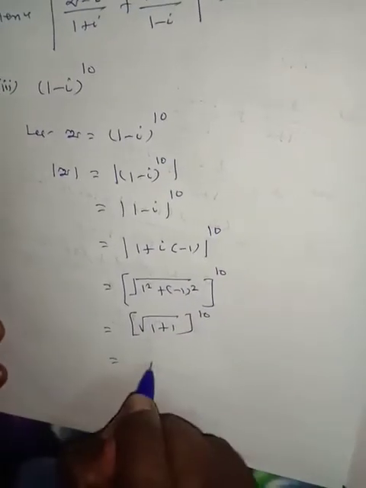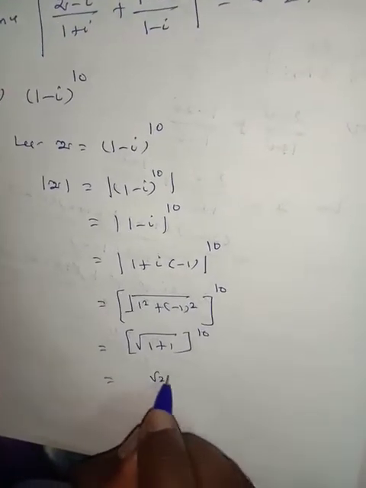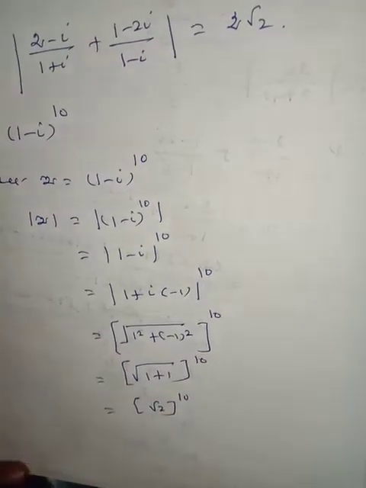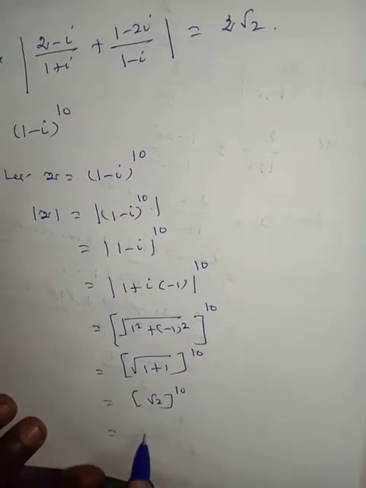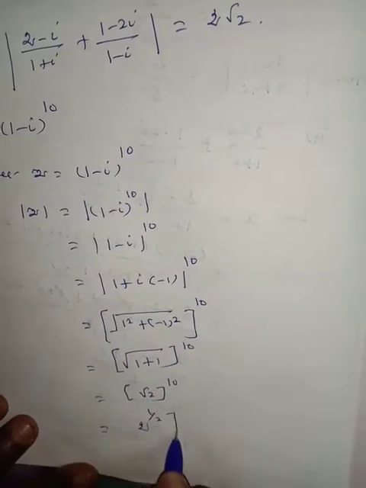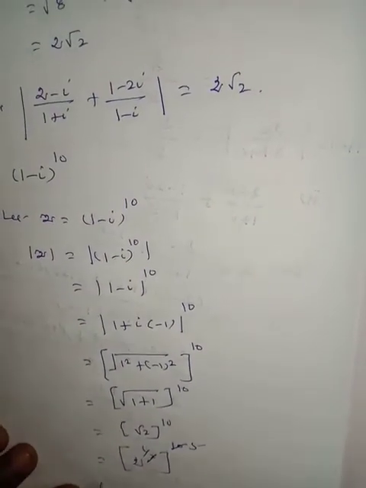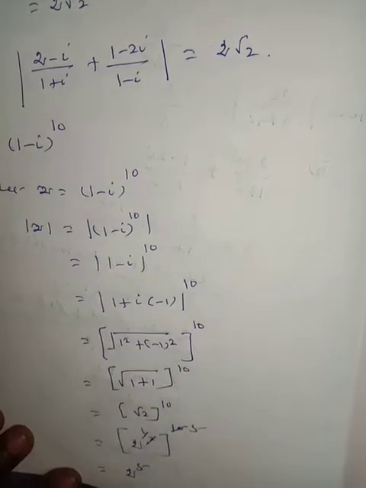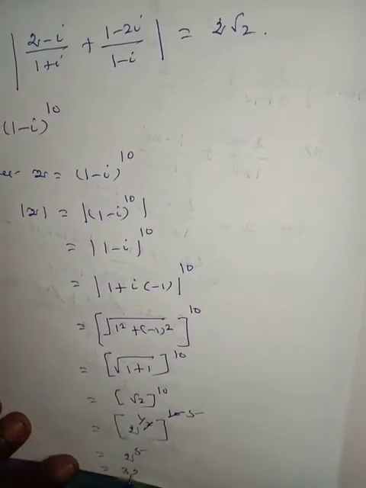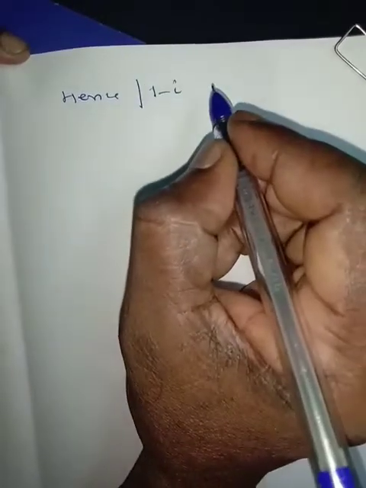This can be written as root 2 power 10. Root 2 means 2 to the power of 1 by 2, whole to the power of 10. These cancel, giving 5. So 2 to the power of 5. 2 to the power of 5 is 32. Hence the modulus of (1 minus i) whole to the power of 10 is equal to 32.